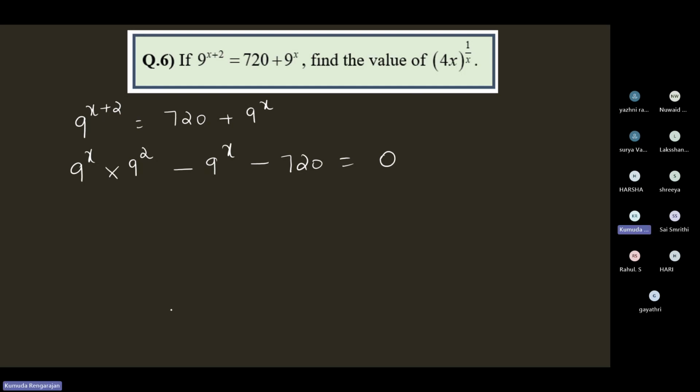Now if you're wondering how to know that you should bring all the terms to one side, if you're not sure, you can bring just this one, only 9 to the power x. Why? Because we have 9 to the power x on the LHS, so you might think of taking the common factor. There's nothing like you should get 720 to the other side. Anything is fine. But 9 to the power x should be taken to the left-hand side.